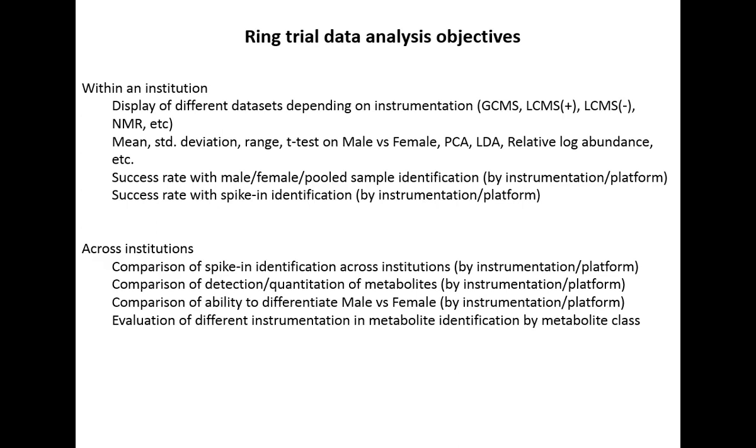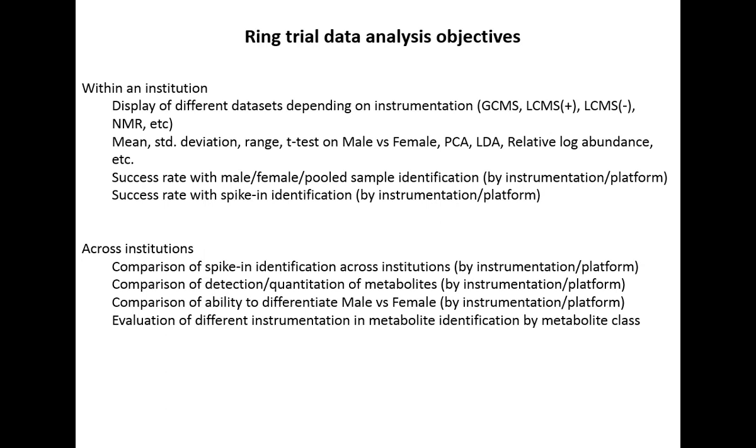The major ring trial objectives are, first, we want to look within an institution and look at the display of the different data sets depending on the instrumentation: GC-MS, LC-MS, NMR, and so on. We want to be able to look at the means, the standard deviations, the ranges, t-tests, and some of the other statistical tools like PCA, LDA, and relative log abundance. These will all be built into this customized website, so it's just a matter of clicking a button.